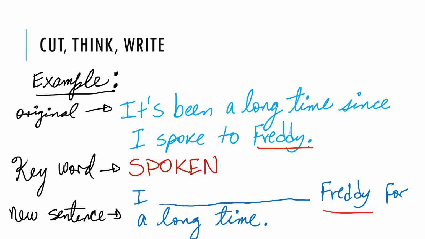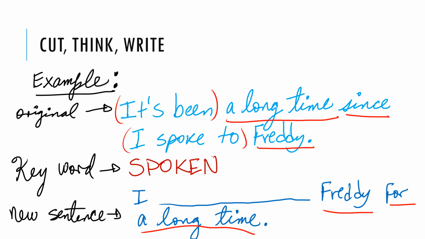So I have "Freddie." Okay, then here I have 4. But here what I have that is equivalent is "since." And here I have "a long time," and then here I have "a long time." Okay, so the information that I don't have is this: "It's been," and I don't have "I spoke to." But here I have "I," so I also have "I." So what I really don't have is "spoke to" and "it's been."